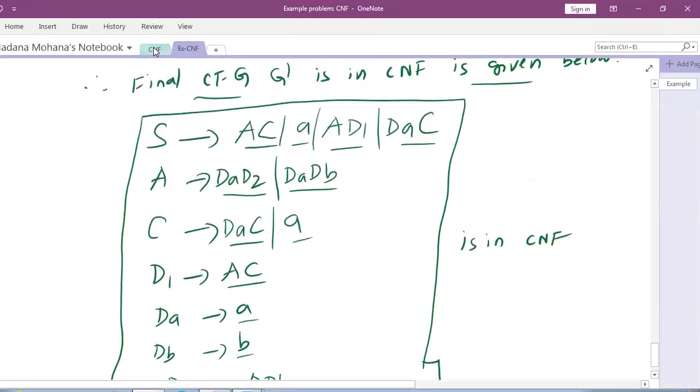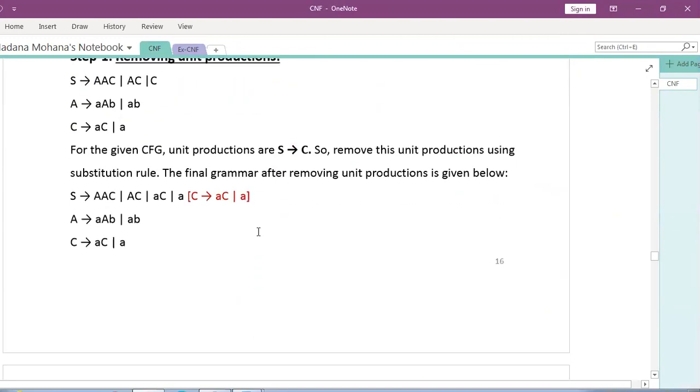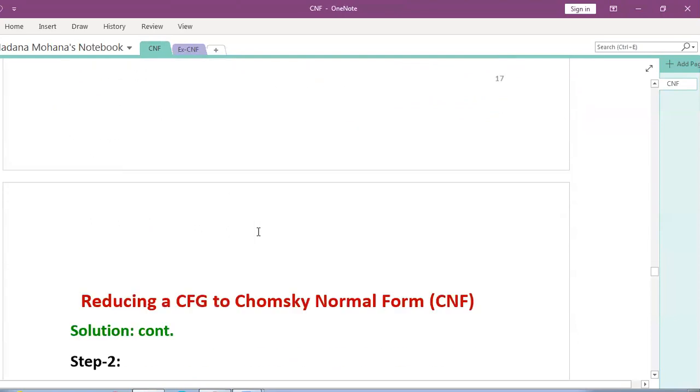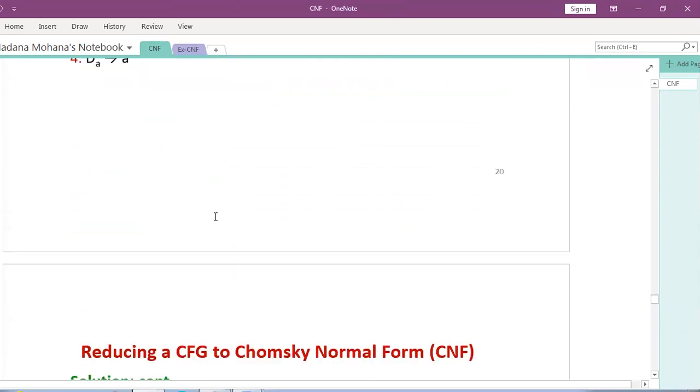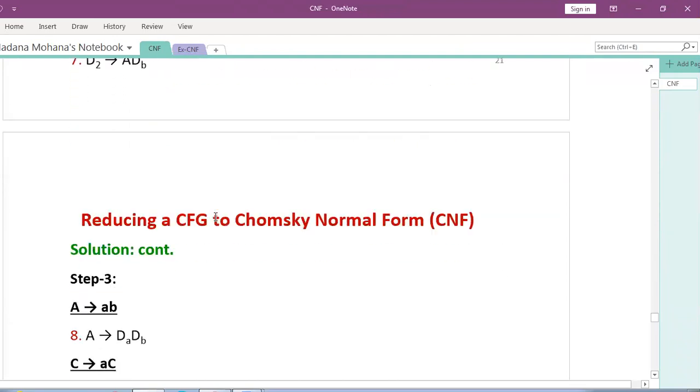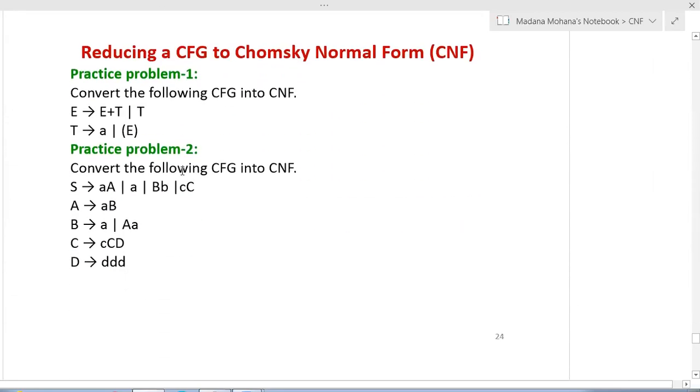So like that, any given problem you can convert into Chomsky normal form. Now the same solution I have provided here. We can go through it. Some practice problems are also given after this example.